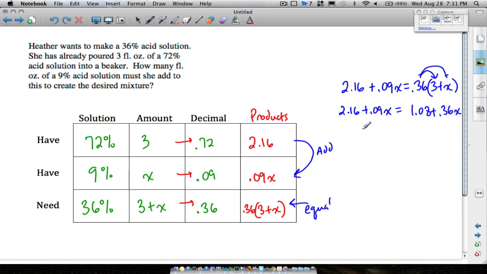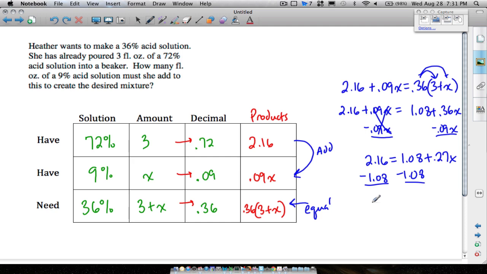Let's get the x on one side. I'm going to subtract the 0.09x from both sides. Those 0.09x's cancel, bring down what you have left. We have 2.16 is equal to 1.08, and then 0.36 minus 0.09, that's going to be positive 0.27x. Getting the x by itself, let's subtract 1.08 from both sides.